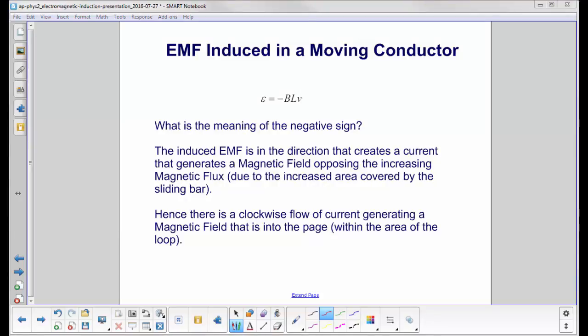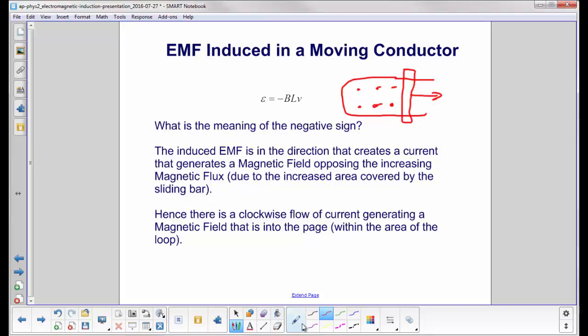What is the meaning of the negative sign? That tells us that the induced EMF is in the direction that creates a current that will generate a magnetic field that opposes the increasing magnetic flux. So what that means is, here's our setup. Here's the wire, and then we'll move the bar out here, and it's moving to the right. And the external magnetic field is coming out of the board. As this bar moves to the right, we have a greater flux due to the magnetic field because of the greater area. So we want to decrease this magnetic field.